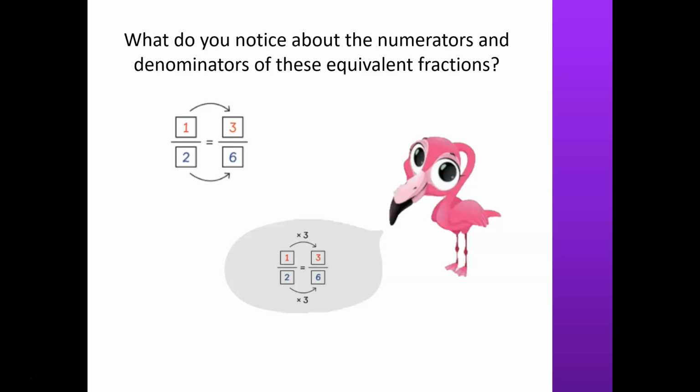Flora has recognised that both the numerator and the denominator in this equivalent pair have been multiplied by 3. The numerator, 1 multiplied by 3 is equal to 3, and the denominator, 2 times 3 is equal to 6. So the equivalent fraction pair is 1/2 and 3/6.